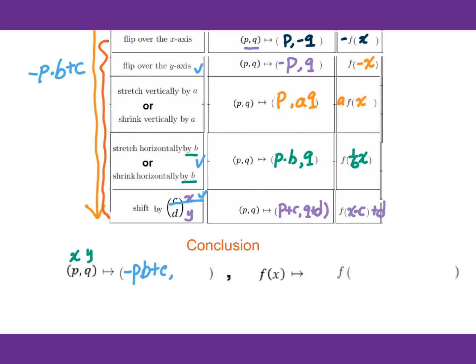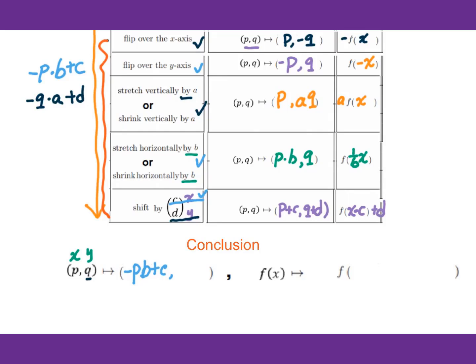For the y-coordinate q, when you do this transformation, it's dealing with the y-coordinate q. Flip over the x-axis, that's negative q. Then stretch vertically by a or shrink vertically by a, you multiply by a. Then shift by d, you add d. So you will get negative q times a plus d.